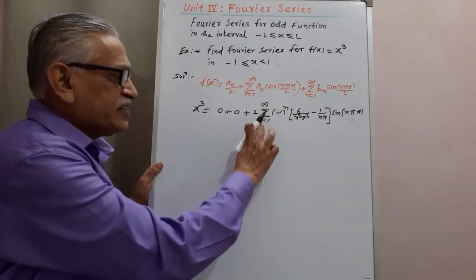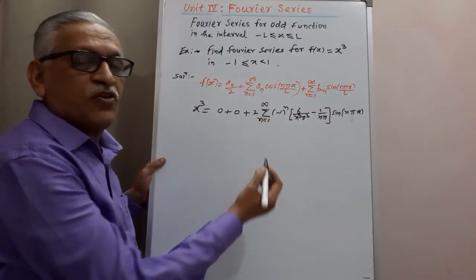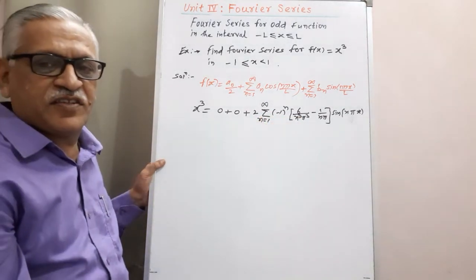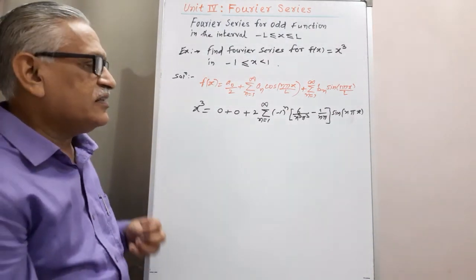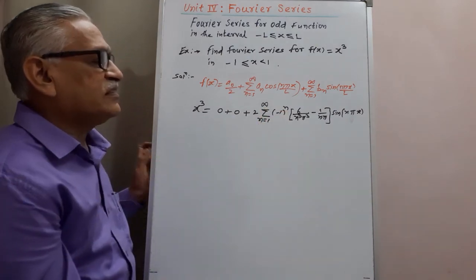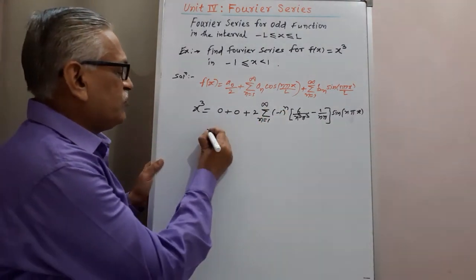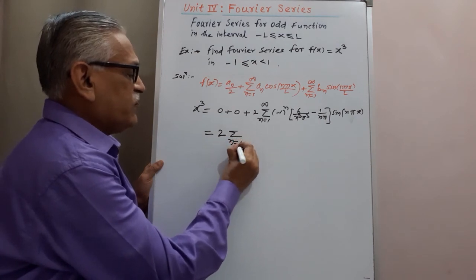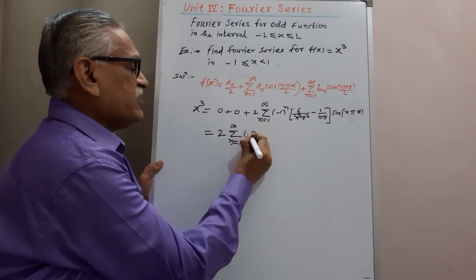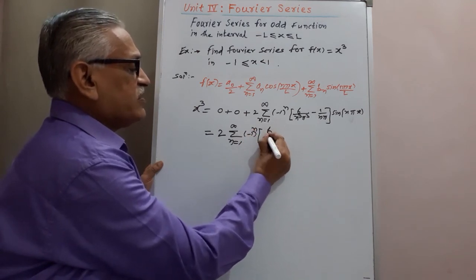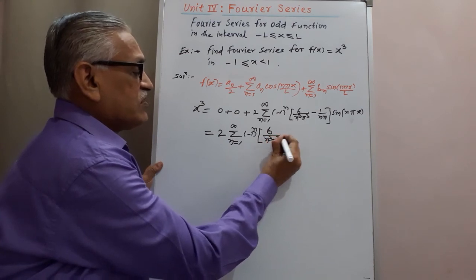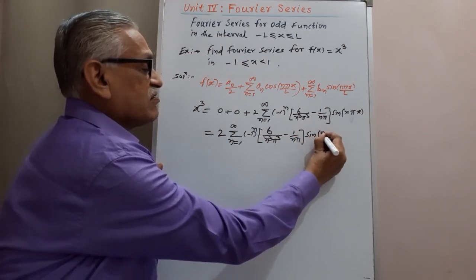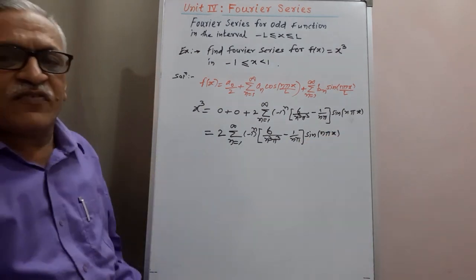by n pi. Substituting that in the summation sign, the constant 2 we take outside, therefore it is summation of minus 1 raised to n multiplied by 6 by n cube pi cube minus 1 upon n pi, n changes from 1 to infinity, sin of n pi x. And therefore the required Fourier series is 2 times summation from 1 to infinity minus 1 raised to n multiplied by 6 by n cube pi cube minus 1 upon n pi into sin of n pi x, as the required Fourier series.